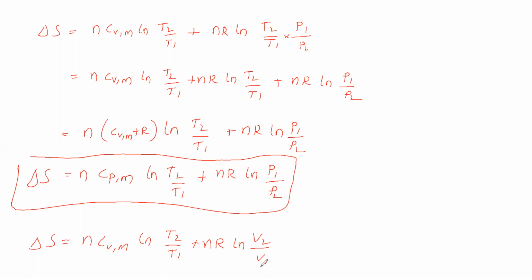P1 by P2, but V2 by V1. Volume is inversely proportional to pressure. That's why it is like this. Here pressure is there, therefore Cp. Here volume is there, therefore Cv. So delta S in terms of temperature and pressure here, and delta S in terms of temperature and volume. Next, we will see what is meant by entropy.